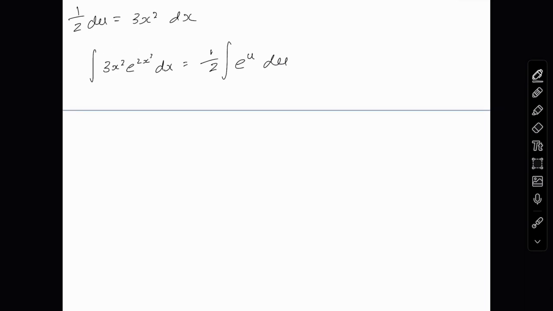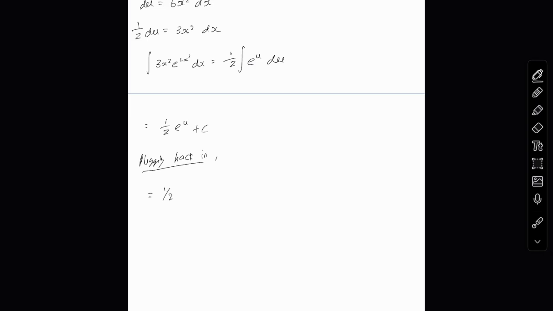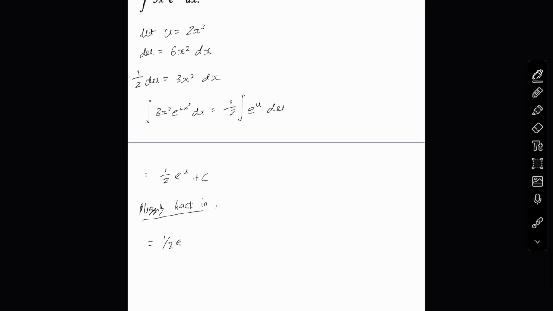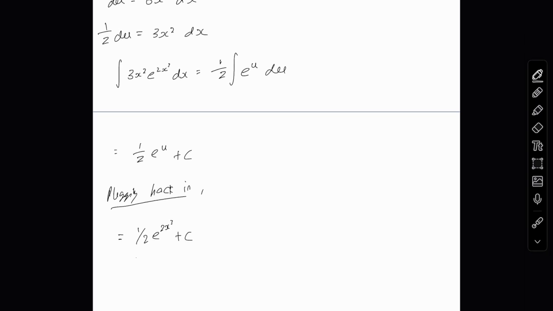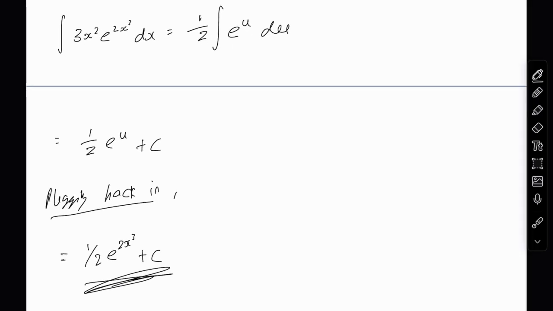So if we integrate this as normal, what do we get? Well, we get a half e to the u, because remember, the integral of e to the u is just itself. Half e to the u plus c. And if we plug this back in, we're going to get half e to the 2x to the 3 plus c. And that, guys, is going to be your final answer.